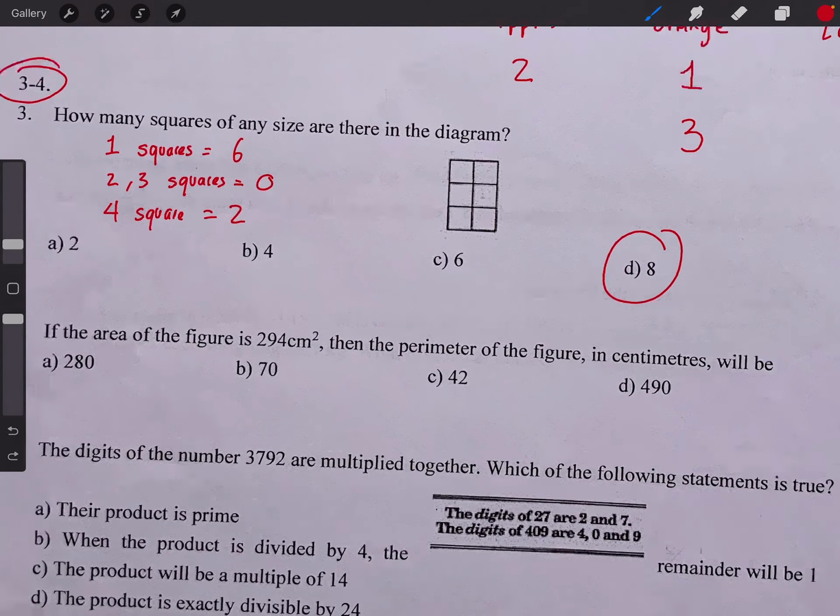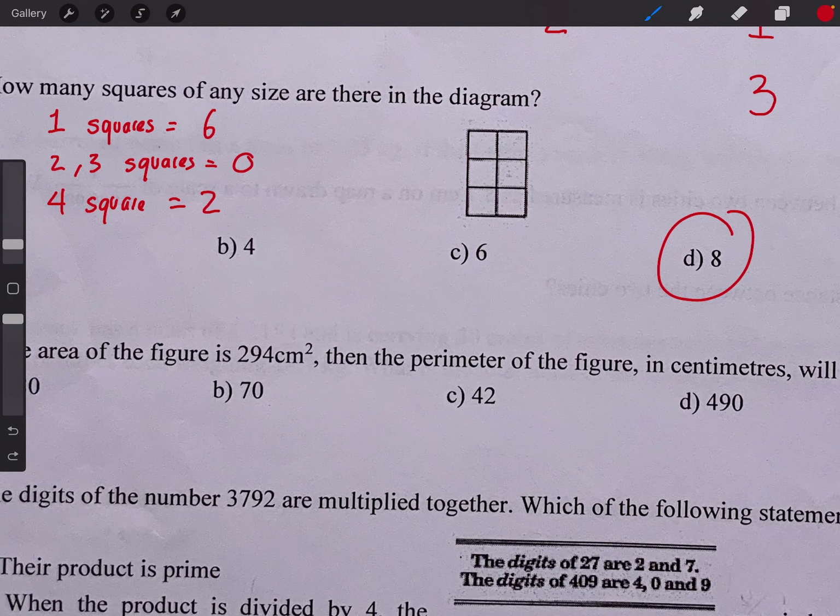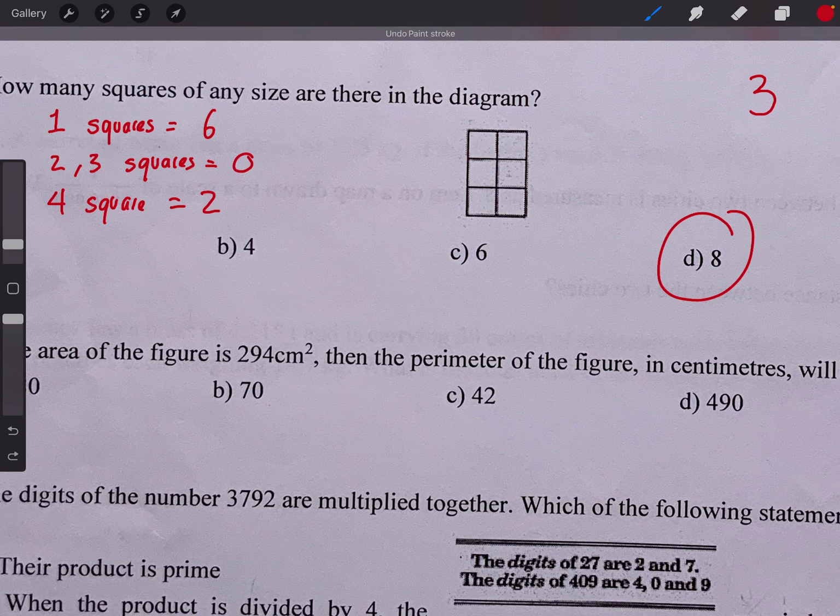Okay, so the area of this figure is 290. Now this figure is made up of 6 squares. Okay, 6 squares. They're all squares. So what we're going to do is find the area of 1 square.